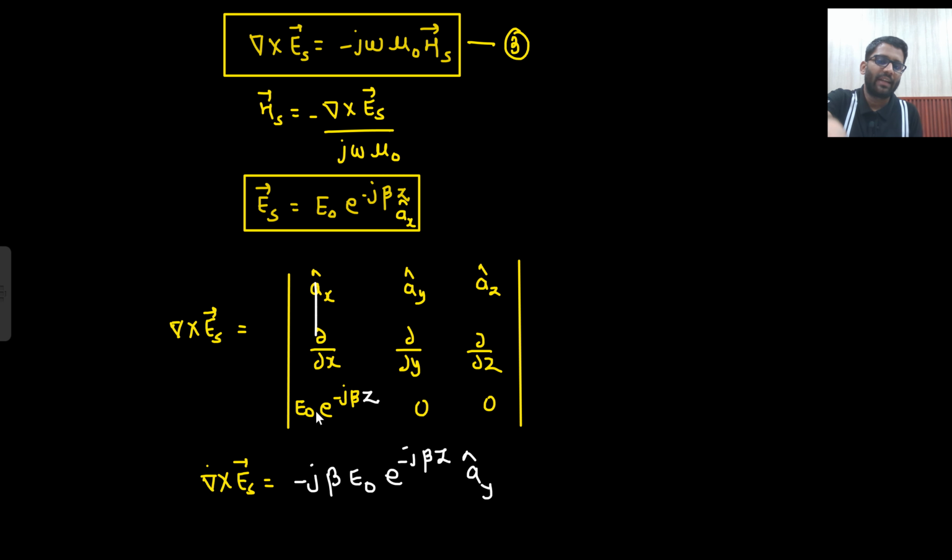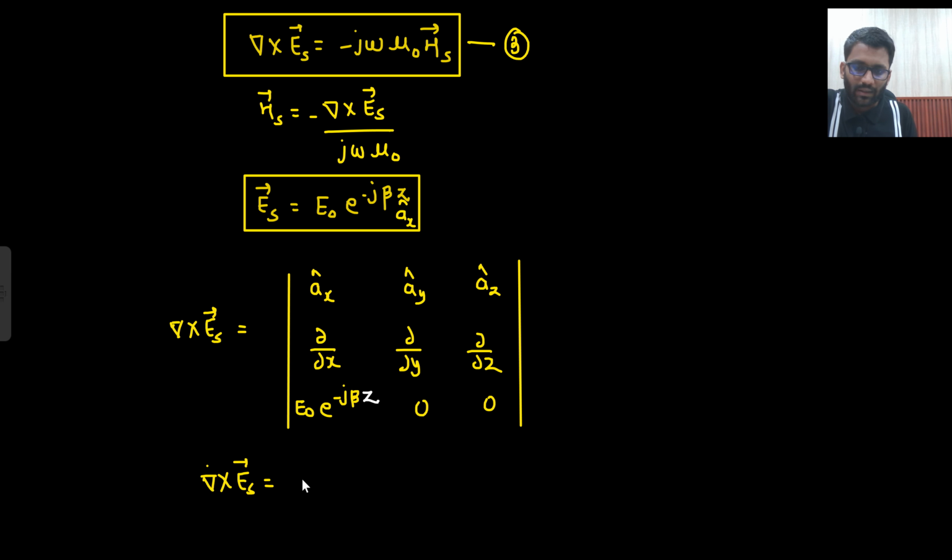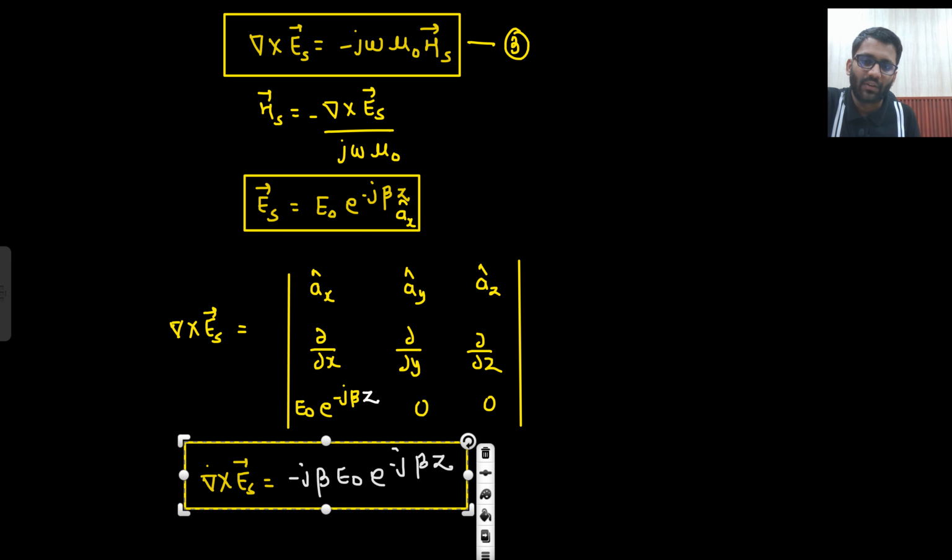Basically for Ax cap you will get 0, then for Ay cap you are going to do the differentiation of this, and the differentiation of the other term will be 0, right? This is how we solve it. Then for Az cap you get 0. So this is the final answer, the answer of del cross Es. Again, in a better manner I am going to write it. That is minus j beta E naught e to the power minus j beta z. So this is the expression of del cross Es I am getting.